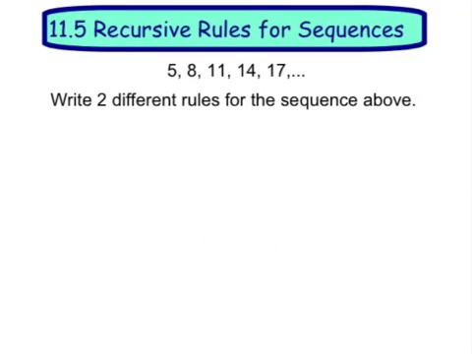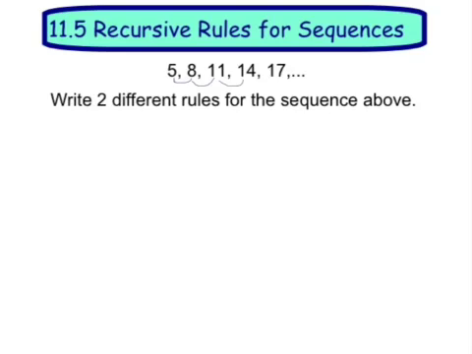This is lesson 11.5, all about recursive rules for sequences. Now, a recursive rule for a sequence is nothing more than a rule that will involve one or more previous terms. So, for example, if I have this sequence here and I wanted to find a rule for it, the easiest one that we already know is how to find whether it's arithmetic or geometric.